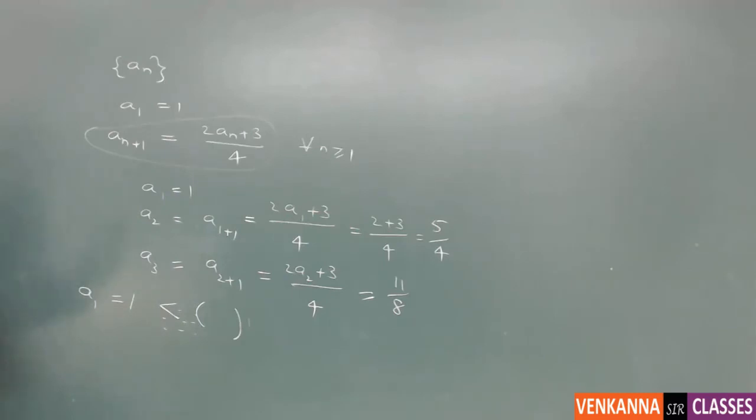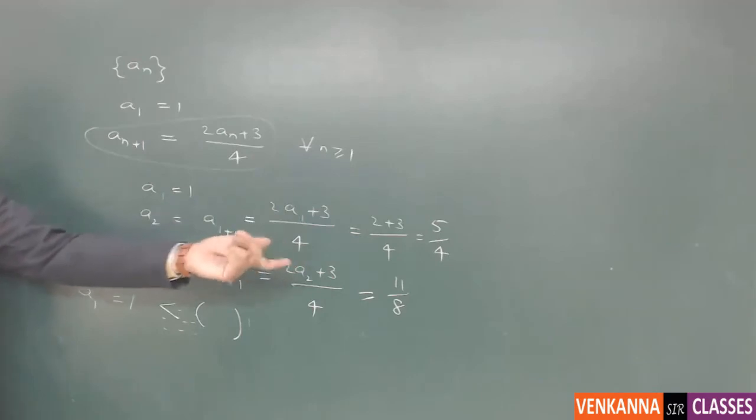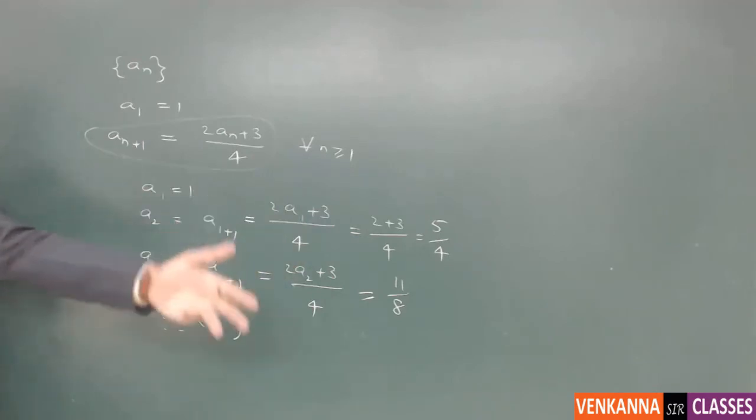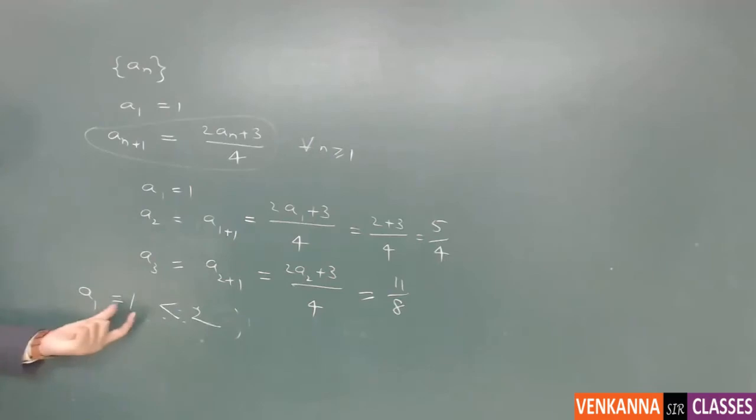Is the strategy clear for everyone? Fine. So I say that since these are nearly tending to 1 point something, I am feeling that 2 will be the upper bound. So I say that a1 is equal to 1, this is less than 2. So this is the induction step for n is equal to 1. We have proved that 2 is the upper bound.